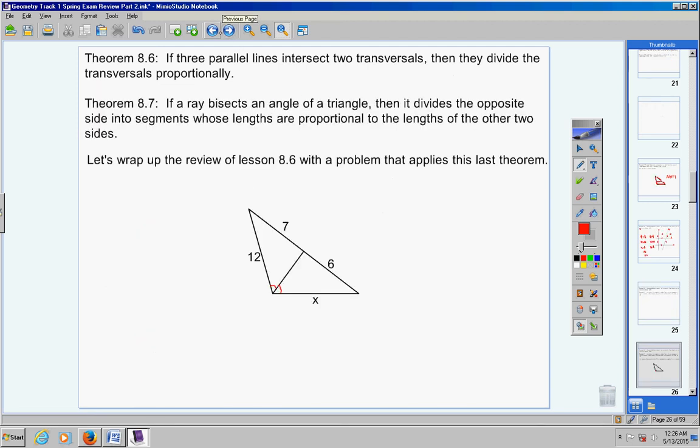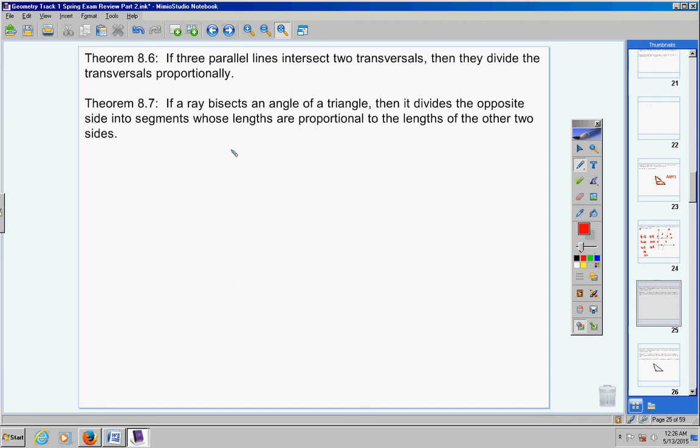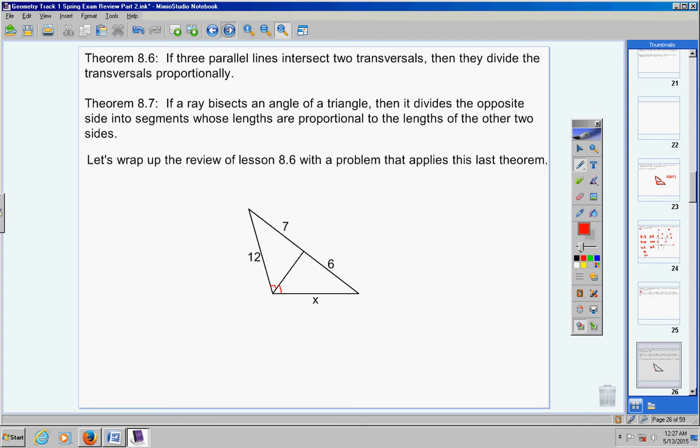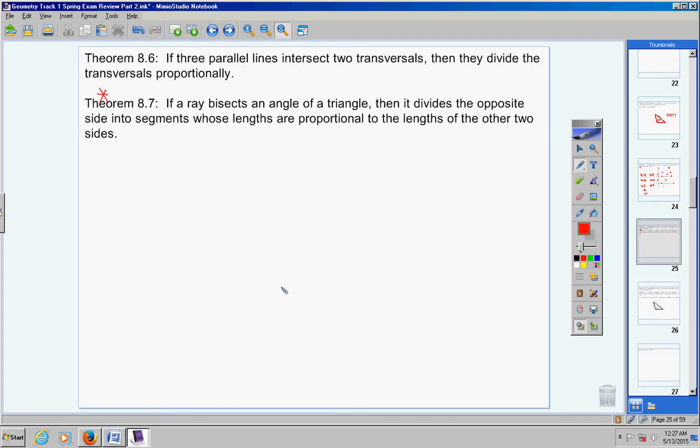Theorem 8.7. If a ray bisects an angle of a triangle, then it divides the opposite sides into segments whose lengths are proportional to the lengths of the other two sides. Okay, so let's copy this down. I'll be quiet for a couple seconds here. Write quickly if you would, please. And then we're going to talk about this. You need to know this for your exam. I'm just looking ahead for a second, okay? Because we're kind of running out of time here.